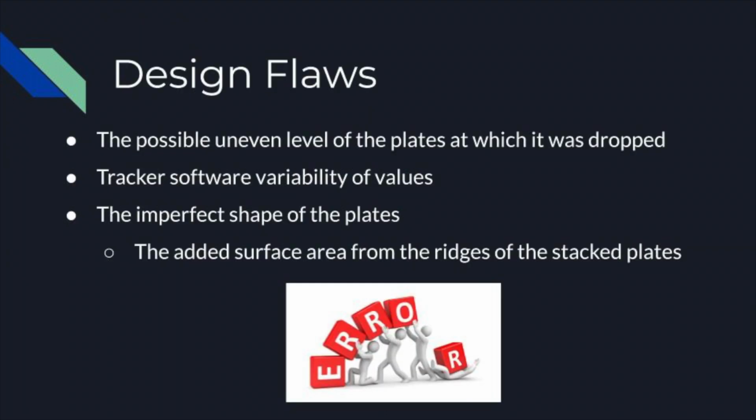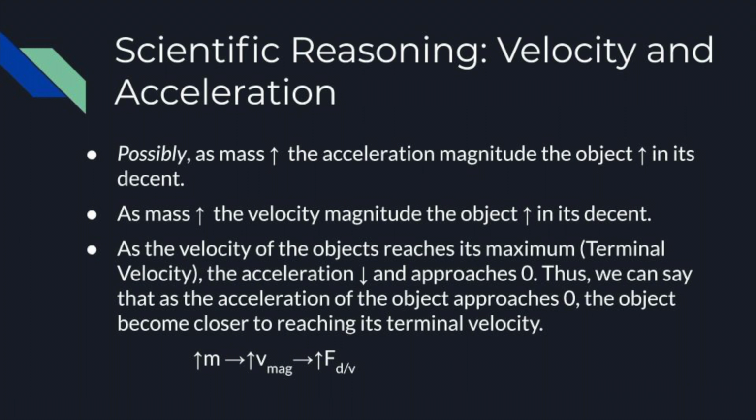The initial flaws identified by planning and conducting the experiment were the initial flatness of the plate upon dropping, the variability of Tracker software frame values, and the imperfect plate ridges adding additional surface area inaccuracies. Despite the identified design flaws, trends amongst mass and motion were found. It was difficult to confidently conclude a relationship between the object's acceleration and mass due to some of the flaws aforementioned. However, a more clear trend is seen in the relationship between mass and velocity. It was found that as mass increases, the magnitude of velocity also increased.